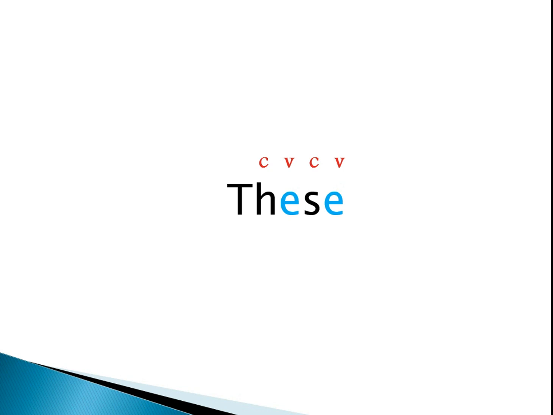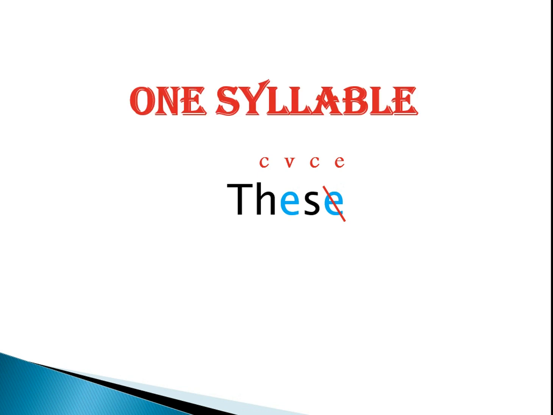E is a vowel. Do we have a silent vowel here? Yeah, it is the final E. So we will lightly slash through it. So we have now a CVCe syllable. It has one vowel, so that means we have one syllable.